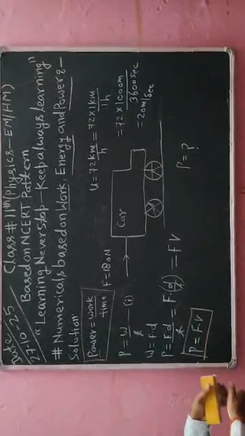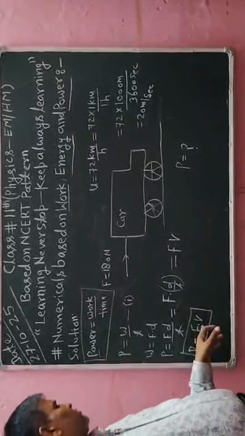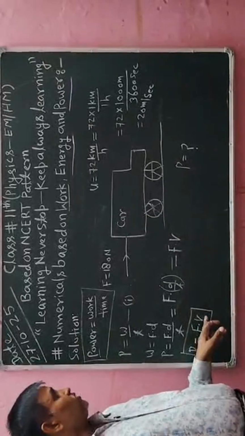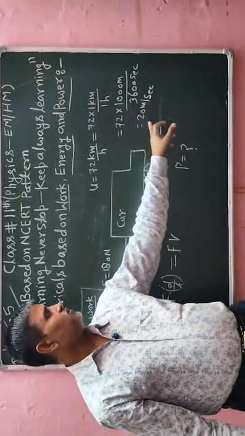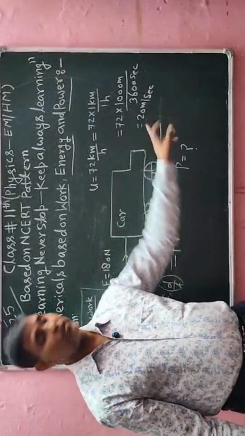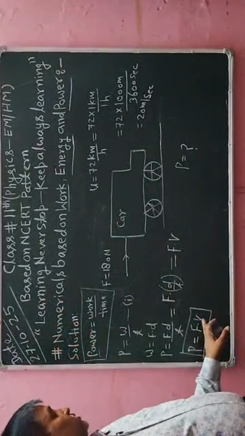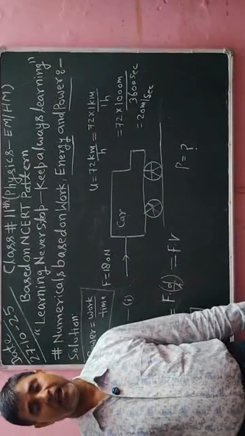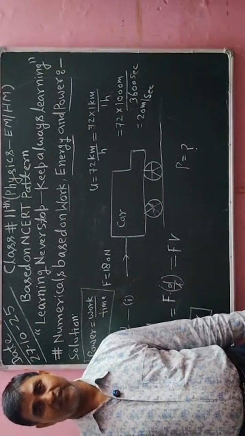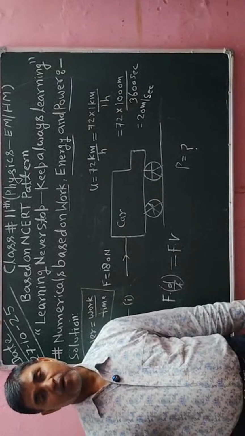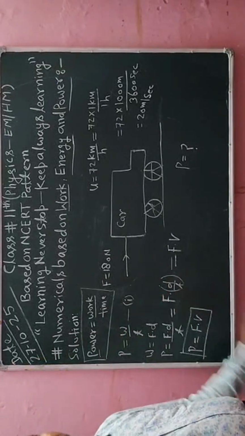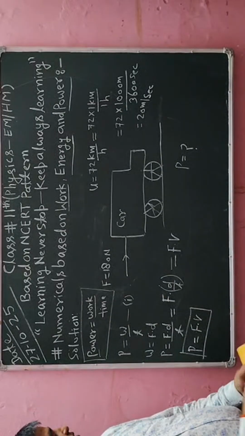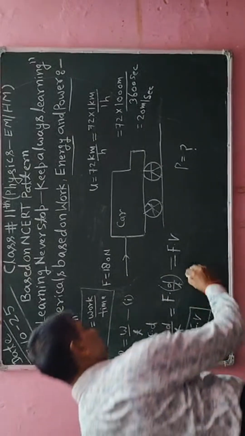In this formula, I will substitute the value of the external force on the car and also the velocity of the car. With that velocity the car is moving, so I will substitute it here and then simplify. After simplifying, I will get the value of power, and that power is the power of the engine of the car, which is given in the question.